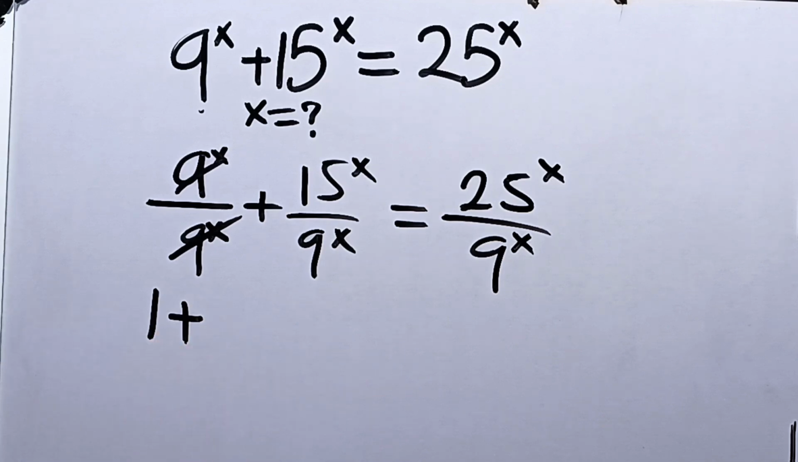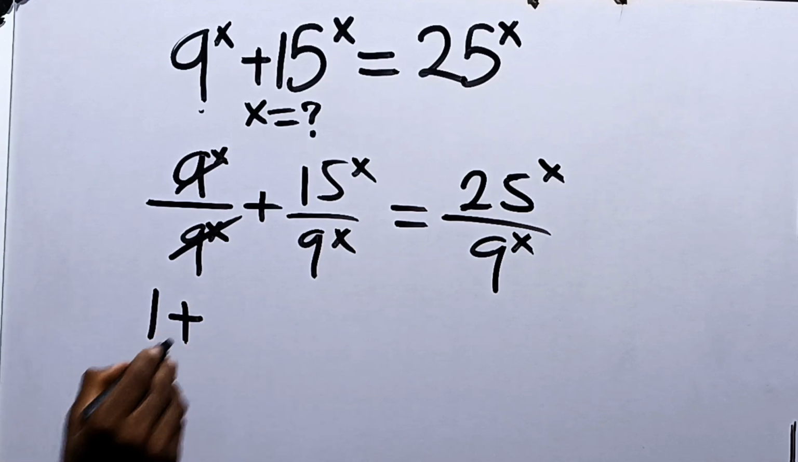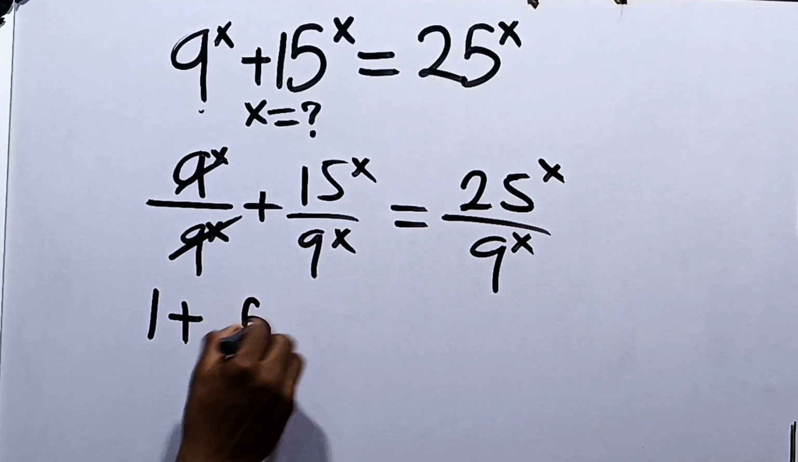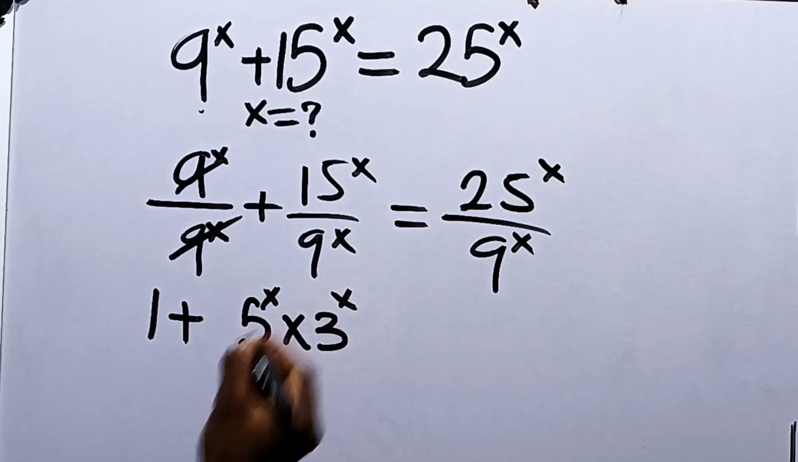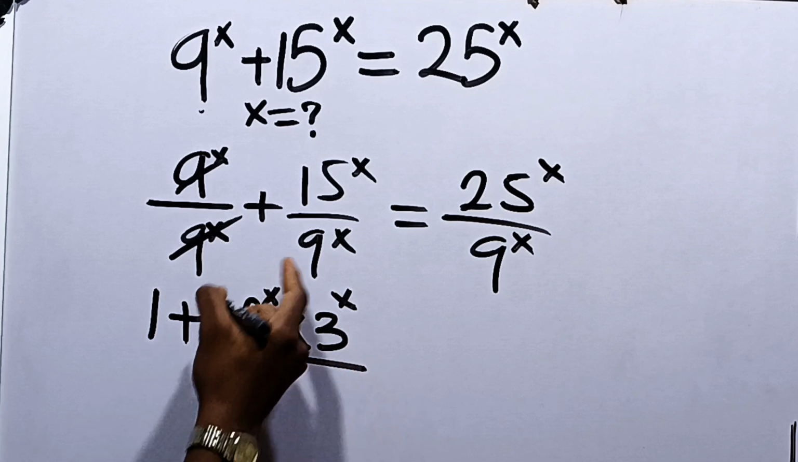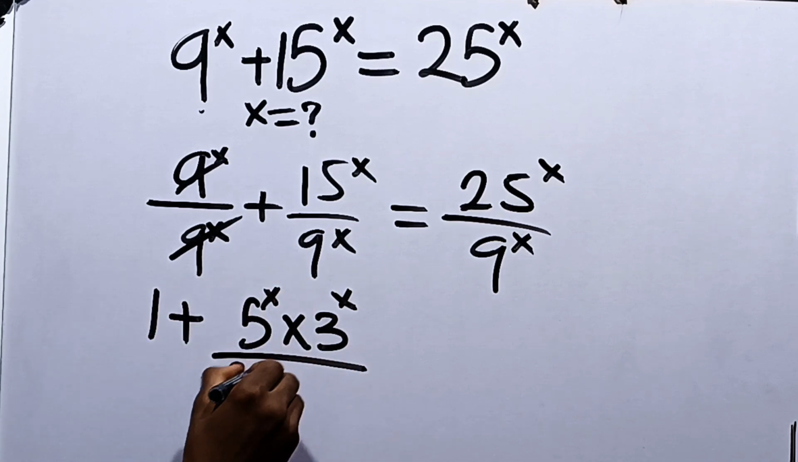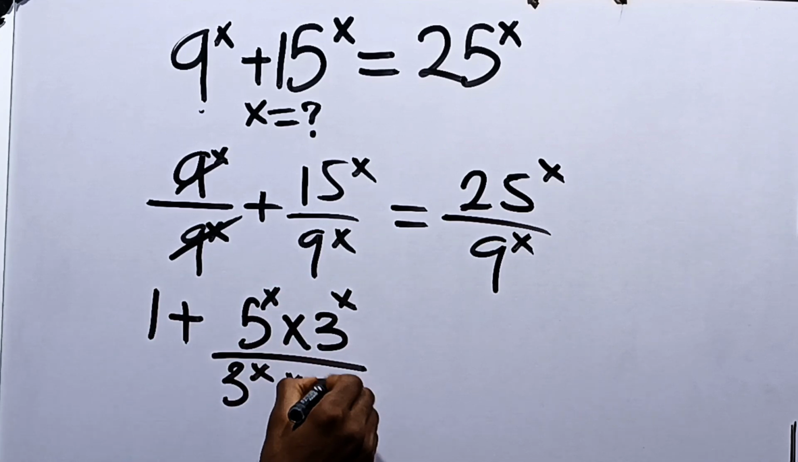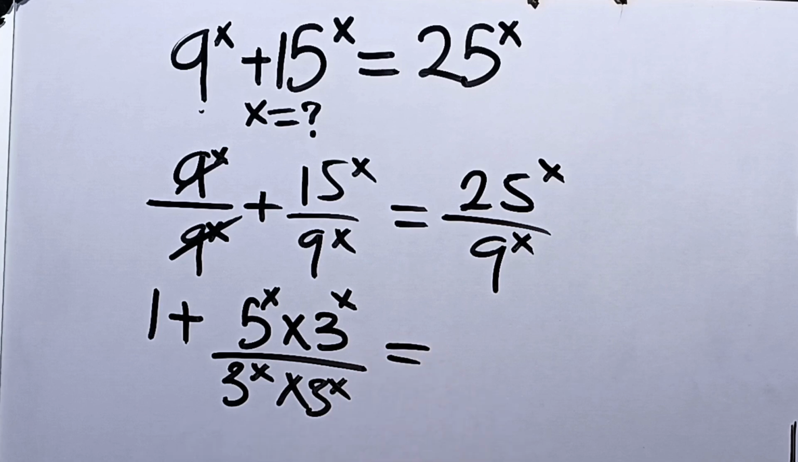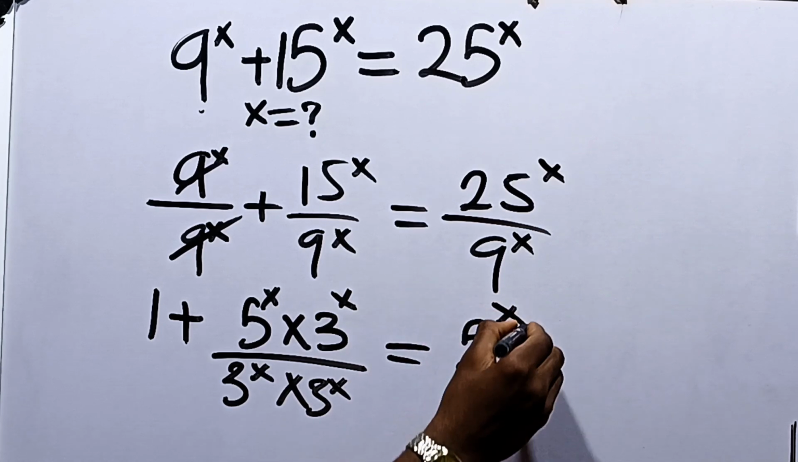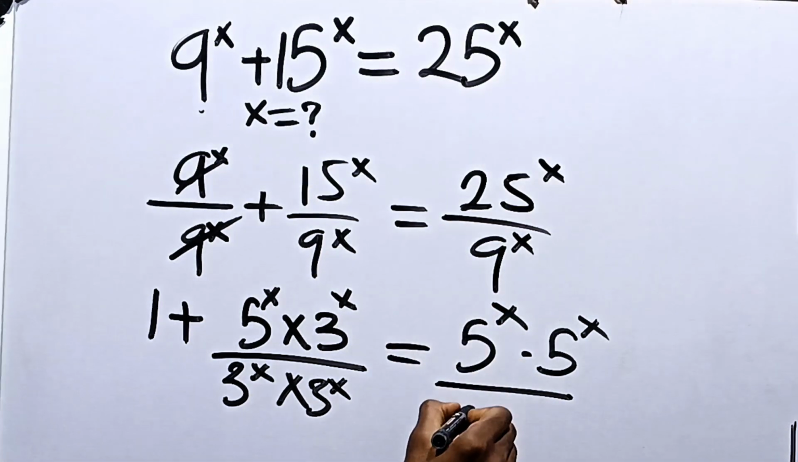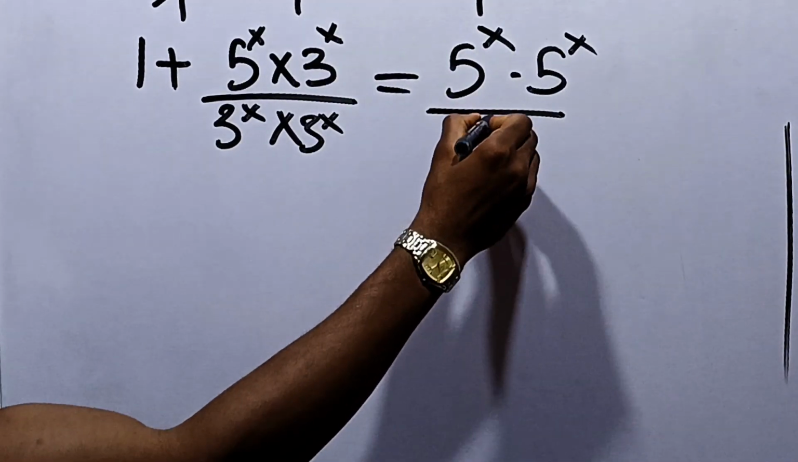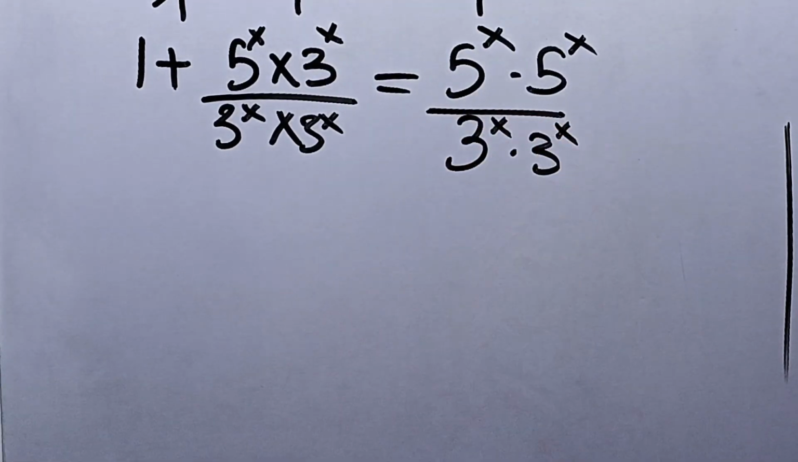Plus, 15 raised to the power x can be said to be equal to 5 times 3, okay? 5 raised to the power x times 3 raised to the power x is 15 raised to the power x, divided by 9 raised to the power x, is the same thing as 3 raised to the power x times 3 raised to the power x, okay? This is equal to 25, which is 5 raised to the power x times 5 raised to the power x, and 9 raised to the power x is the same thing as 3 raised to the power x times 3 raised to the power x, okay?